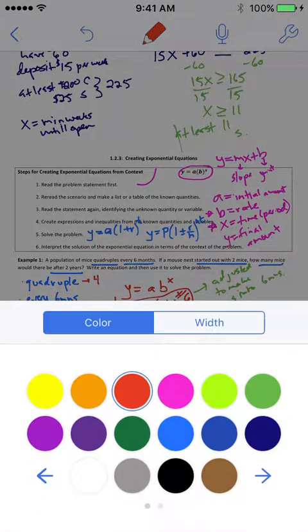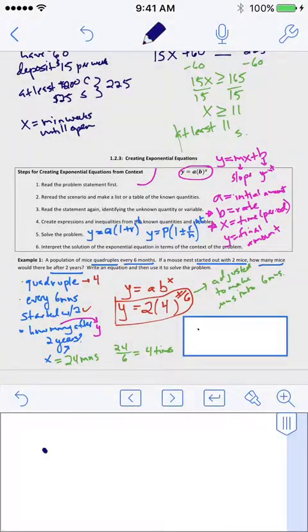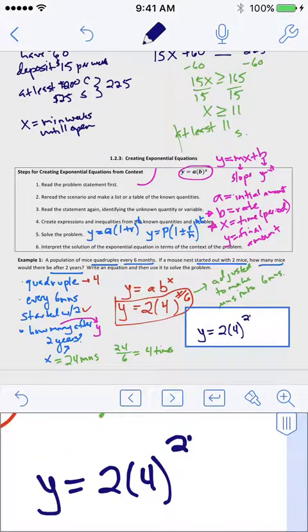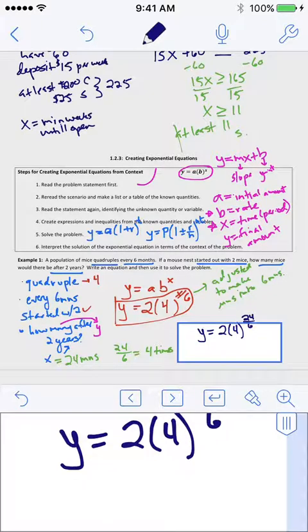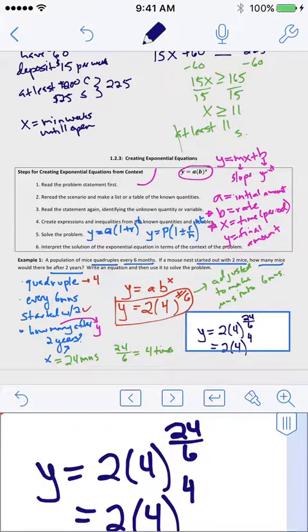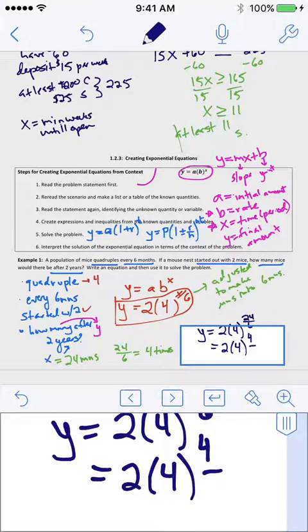So I'll go over here and use my equation. I have y is equal to 2 times 4 to the, well, we already said that x is going to equal 24 in our situation, over 6. And just as we saw, now the equation takes this exponent, it doesn't make it happen 6 times or 24 times, it makes it happen 4 times, like we talked about. It's going to happen 4 times. So the equation took care of that for me.